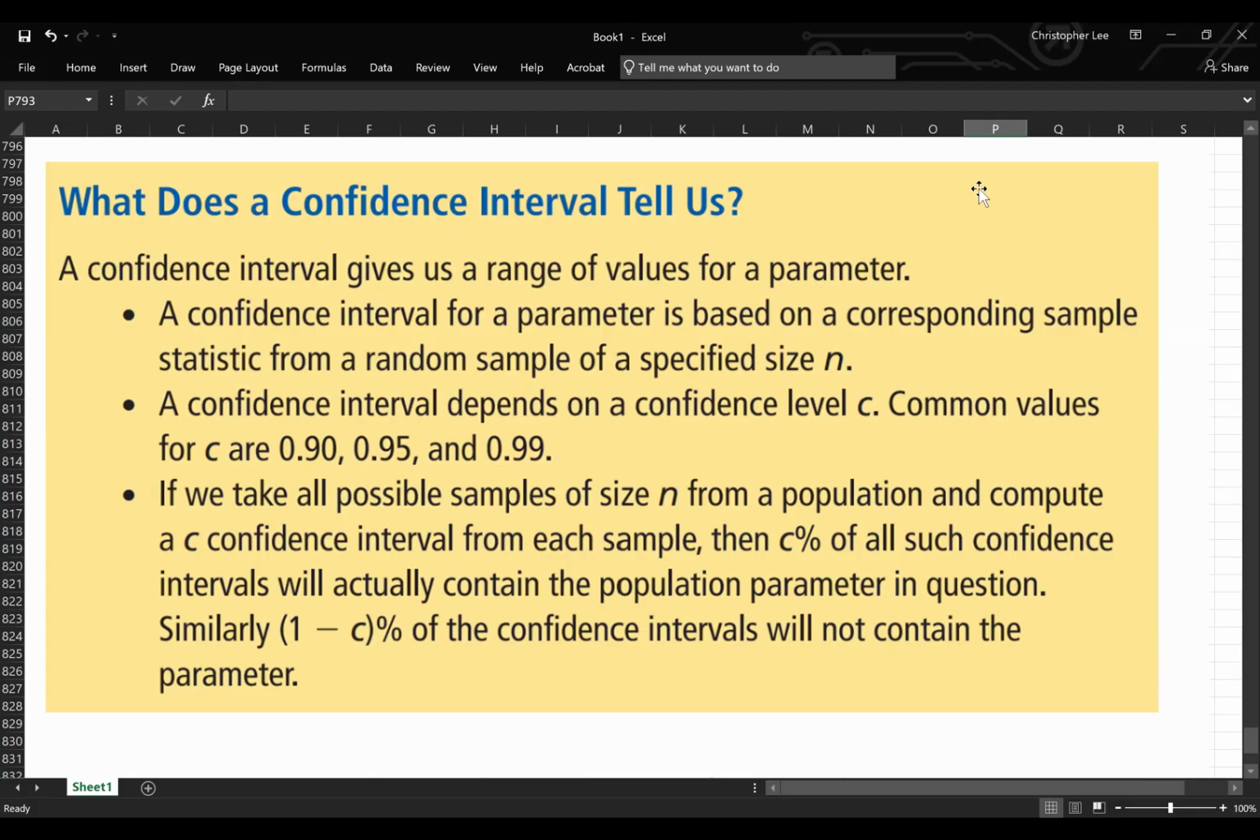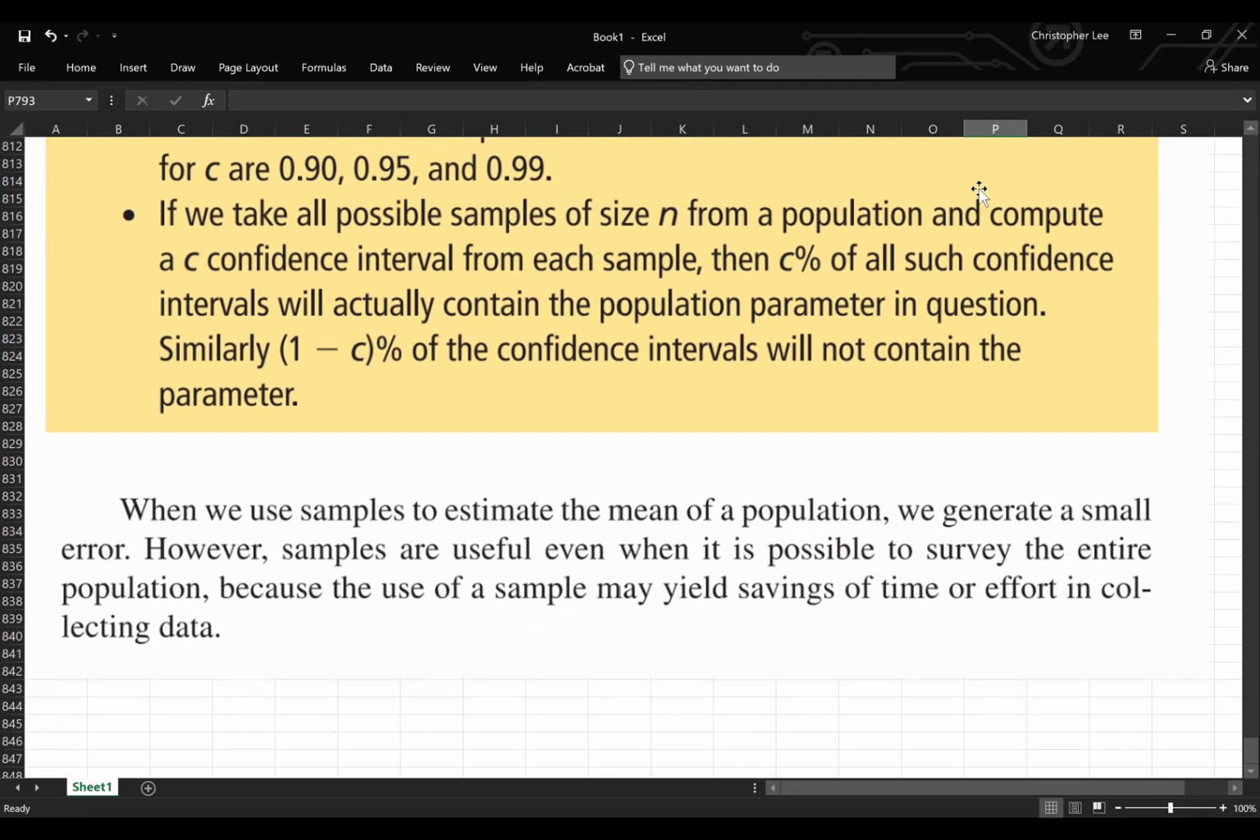A confidence interval depends on the confidence level C. Common values for your confidence level are 0.90, 0.95, 0.99. If we take all possible samples of size n from a population and compute a confidence interval for each sample, then the confidence level of each such confidence interval will actually contain the population parameter in question. Similarly, 1 minus the confidence level of a confidence interval will not contain the parameter. That's just simple math. So when we use samples to estimate the mean of a population, we generate a small error. However, samples are useful when it is not possible to survey an entire population because the use of a sample may yield a savings of time or effort in collecting data.